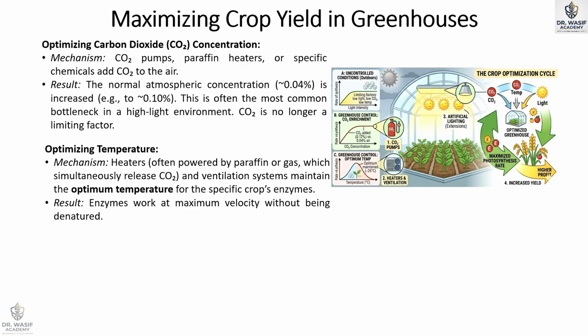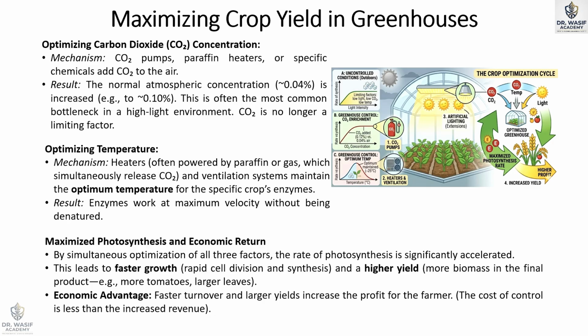Next, we have temperature. Farmers do not just heat the room, they optimize it. Why do they optimize the temperature? Why do they not let it keep increasing? You have the answer to this in the previous lecture. So using sensors and ventilation systems, the farmers keep the air at the exact optimum temperature for that specific crop's enzymes. Notice the clever engineering here. Many greenhouses use gas or paraffin heaters. As these fuels burn, they release two things which the plant loves, that is heat and carbon dioxide. It is a two for one deal for the farmer.